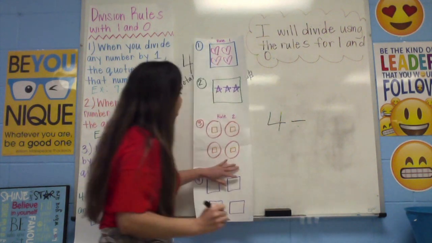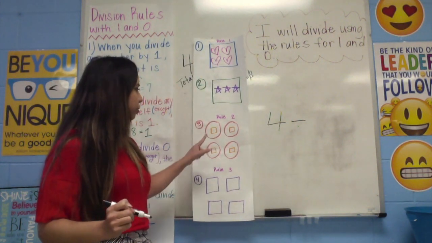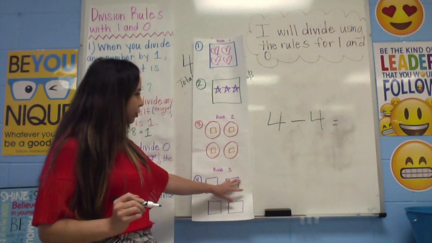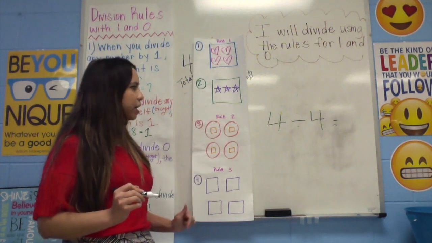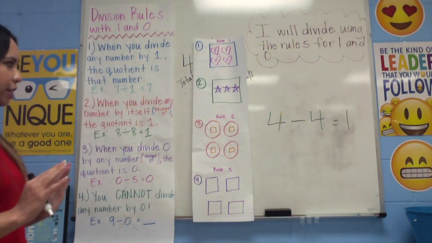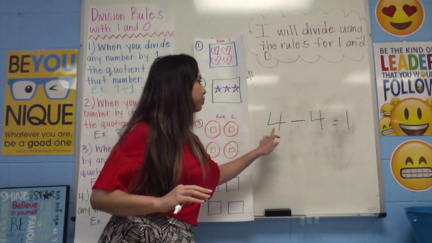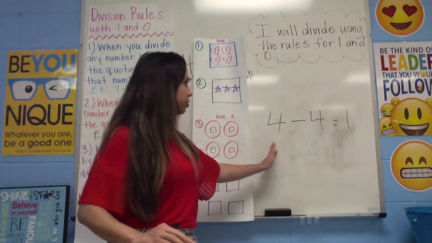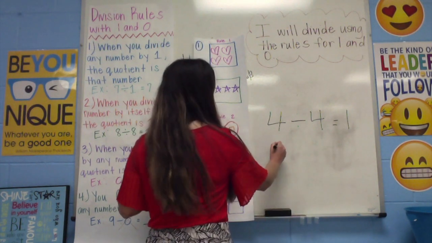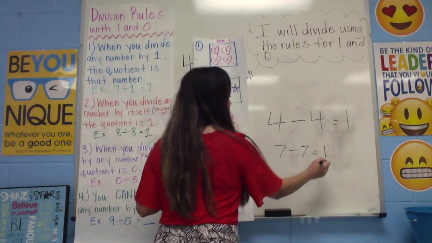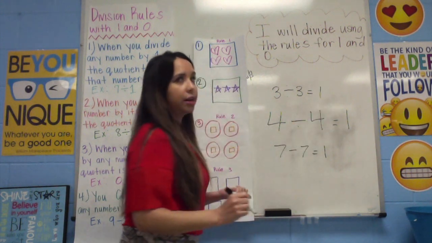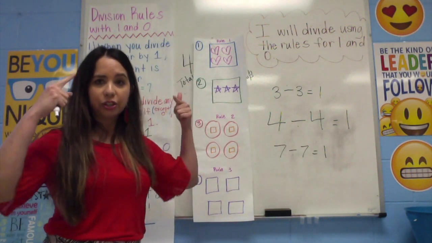These 4 squares were divided by how many groups? 1, 2, 3, 4. And how many squares are in each group? Well, there is one square in each group. So that is our answer. So when you divide any number by itself, look how these two numbers, the dividend and the divisor, when those two numbers are the same number, your quotient will be 1. Okay? 7 divided by 7 equals 1. 3 divided by 3 equals 1. And if you want to draw a picture to help you understand that, we can.